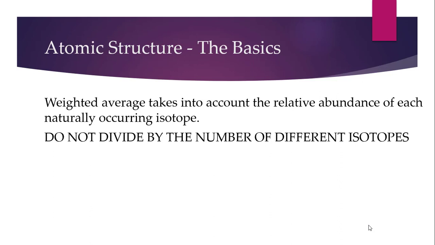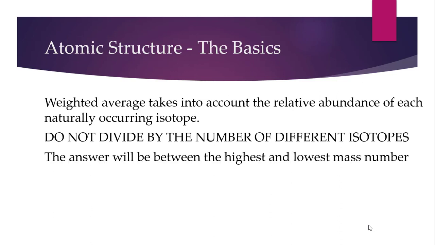That's because the weighted average takes into account the relative abundance. And as a double check, the answer will be greater than the lowest mass number and lower than the highest mass number. If you get something outside that range, you did something incorrectly. And the best thing to do is to do an example.